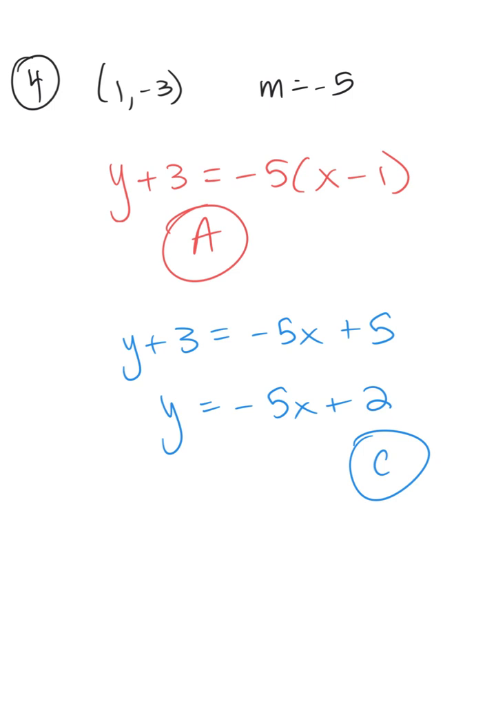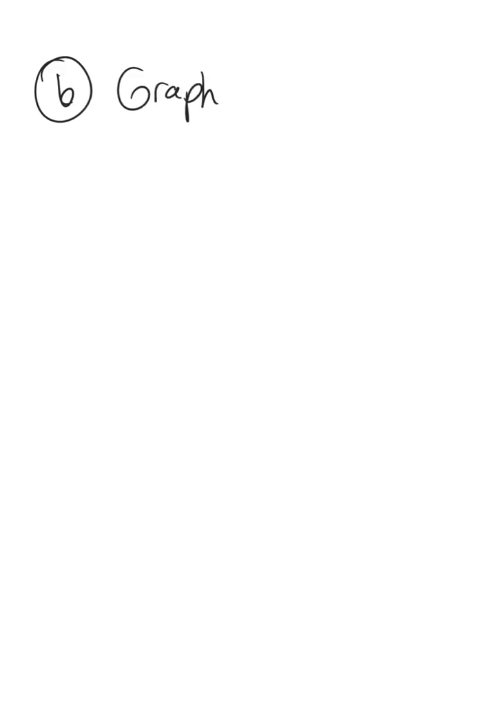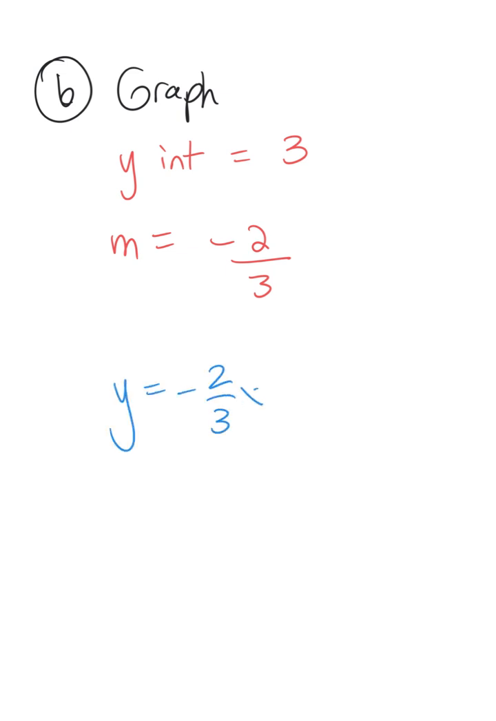And then you're done. All right, number 6 gives you a graph. One thing you should notice right away is the y-intercept equals 3. And then you count the slope. So the slope, I'm going to count, I went down 2, so that's a negative, over 3. So there is my slope. So then my equation is -2/3 x plus 3.